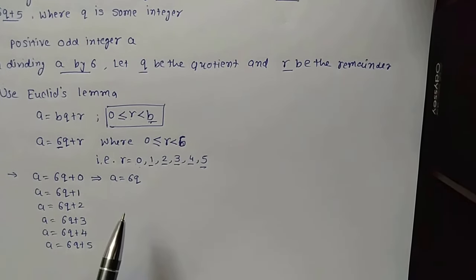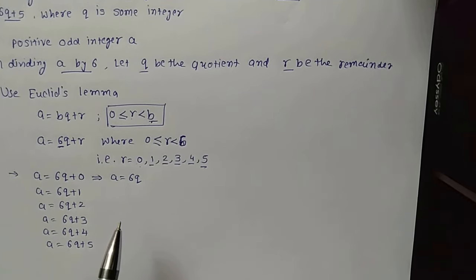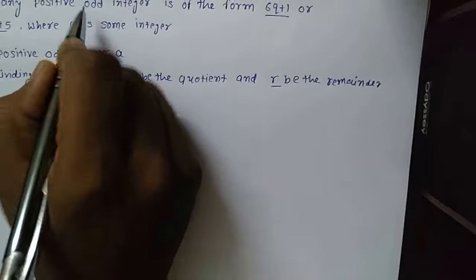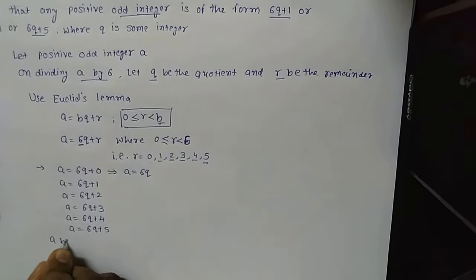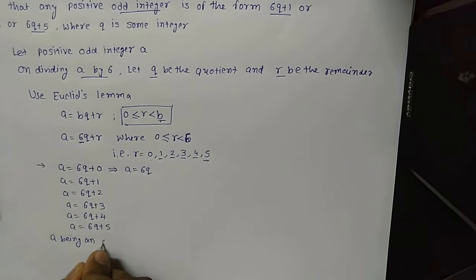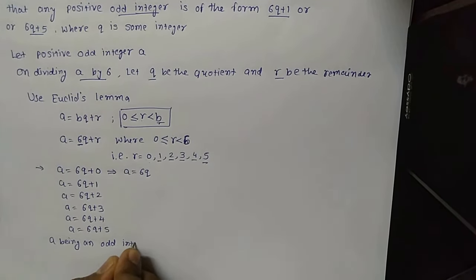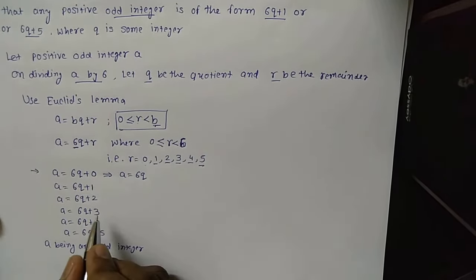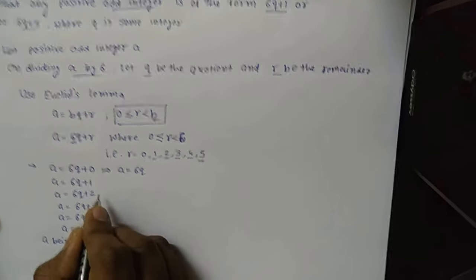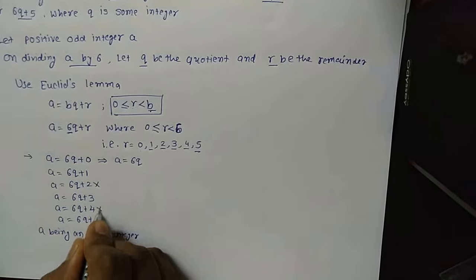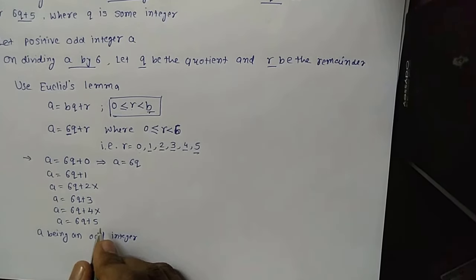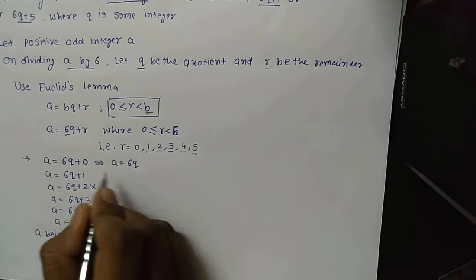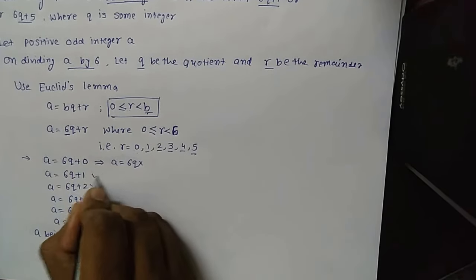Now here we have taken some even values also. But a being an odd integer, as given for any odd integer, we should eliminate the even values. That means we are going to eliminate this value as well as this value, and this value should also be eliminated. So the values that remain must be this, this and this.